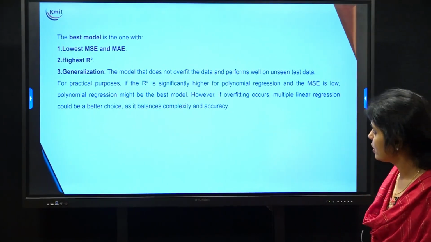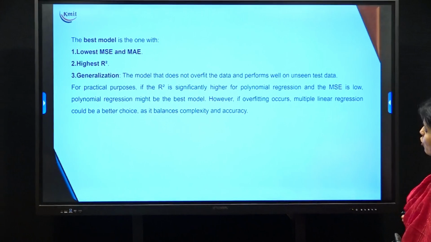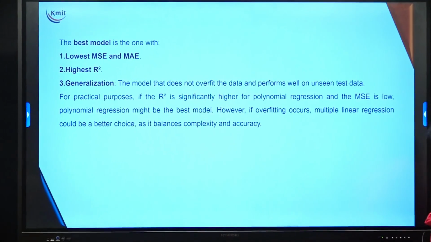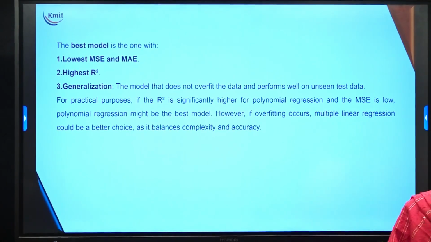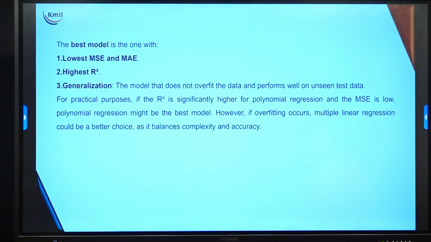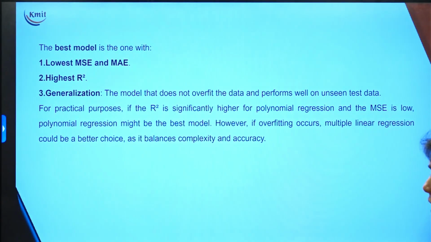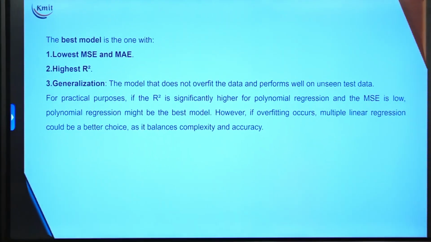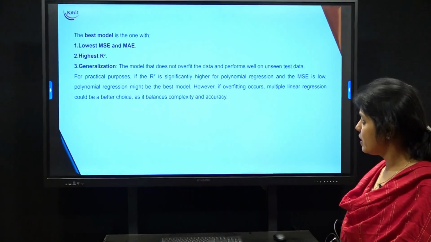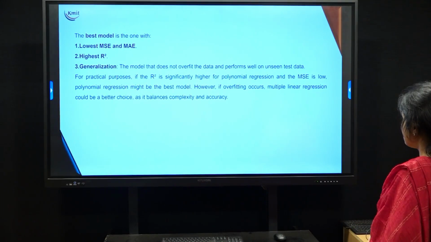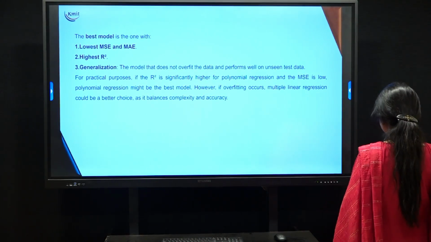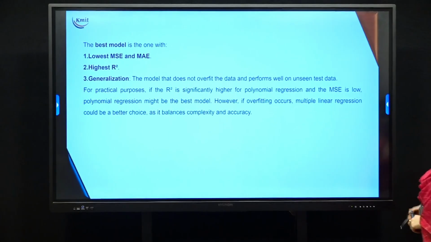Okay. So here the conclusion is the best model when we talk about MSE, MAE and R square value, or generalized model. We say that a model which has lowest MSE and MAE and the highest R square values is said to be a generalized model. When I say generalized model, the model that does not overfit and performs well on both training data and test data.